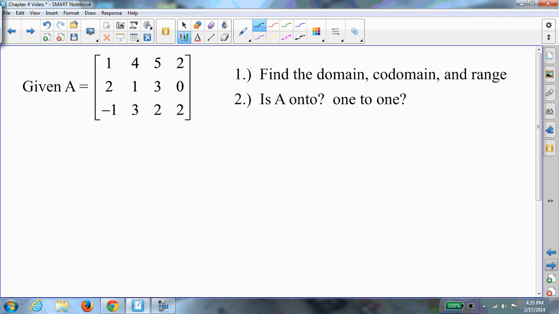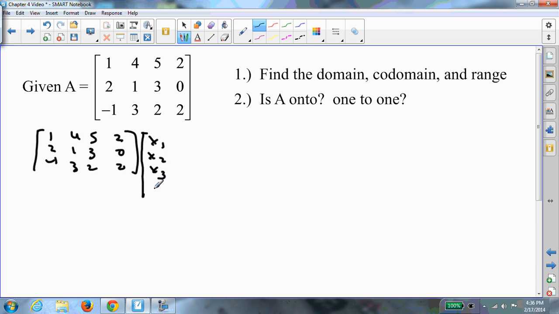Alright, let's practice from section 3 now, the whole idea of domain, codomain, and range. What you want to think of for domain and codomain is: what do I multiply by, and what is the result? Given A here, if that is my mapping, I would have 1, 2, negative 1, 4, 5, 2, 1, 3, 0, 3, 2, 2. And we'll stick with vectors in this example. So the vector I would multiply this by would have to have 4 components, x1, x2, x3, and x4. And if I were to multiply this matrix times that vector, I would get b1, b2, and b3.